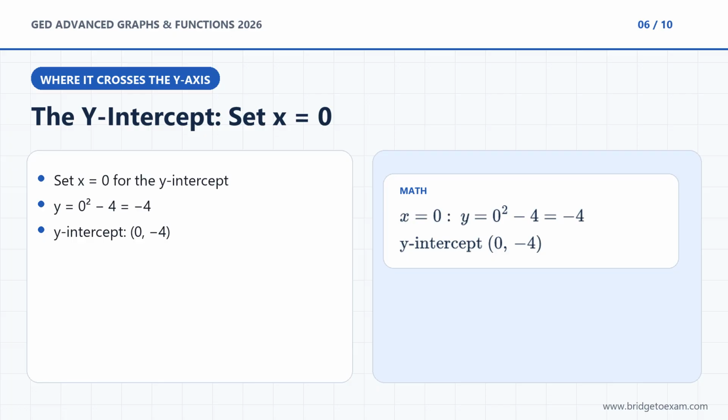The y-intercept of a parabola is found the same way as any graph. Set x equal to 0, plug 0 in for x, and simplify. For y = x² - 4, at x = 0, we get 0² - 4, which is -4. So the y-intercept is the point (0, -4). One substitution, and it is done.